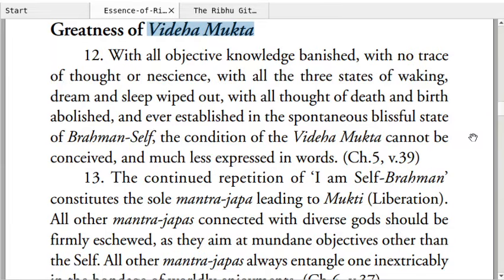Number 12, with all objective knowledge banished, with no trace of thought or nescience, with all the three states of waking, dream and sleep wiped out, with all thought of death and birth abolished, and ever established in the spontaneous blissful state of Brahman self. The condition of the Videha Mukta cannot be conceived and much less expressed in words. So I agree with this thing.